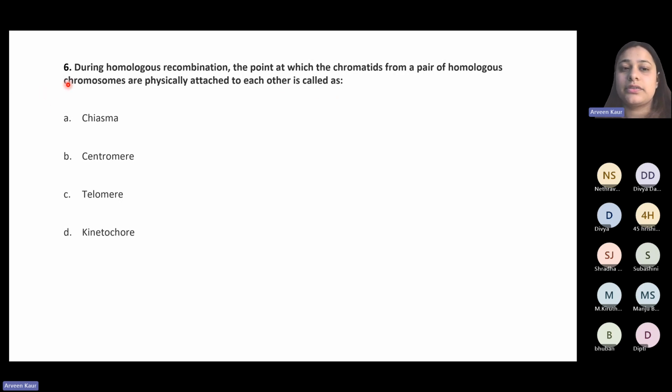Okay, so question number 6 is, during homologous recombination, the point at which the chromatids from a pair of homologous chromosomes are physically attached to each other is called as: A, chiasma; B, centromere; C, telomere; or D, kinetochore.